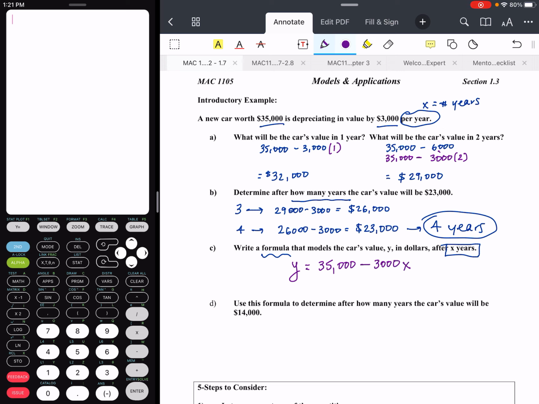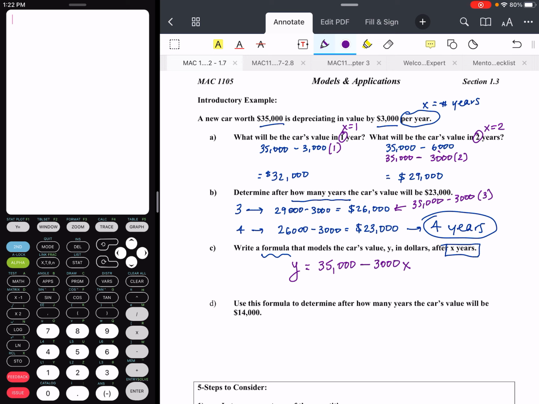3,000 times X. In part A, after 1 year, X would equal 1. After 2 years, X would equal 2. After 3 years, 35,000 minus 3,000 times 3 would give us that 26,000 result. You can see how that would be the model.